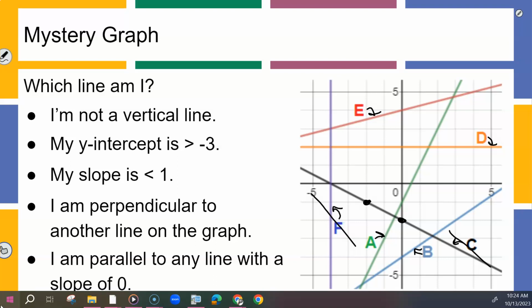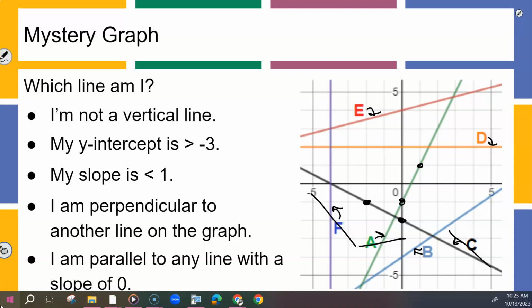Any others? I heard D. Why A? Okay, so it's not a vertical line. The y-intercept is greater than -3. The slope is less than 1. Is the slope less than 1? Yeah. No. The slope here would be up to over 1, so it would not pass that one, so it can't be A. Alright, so we have E, D, and B left.